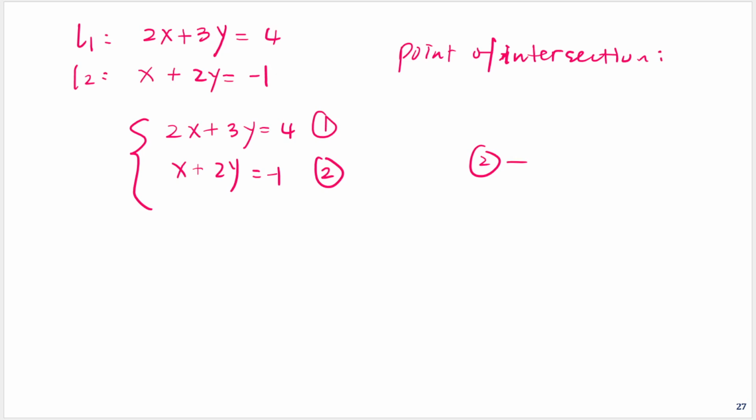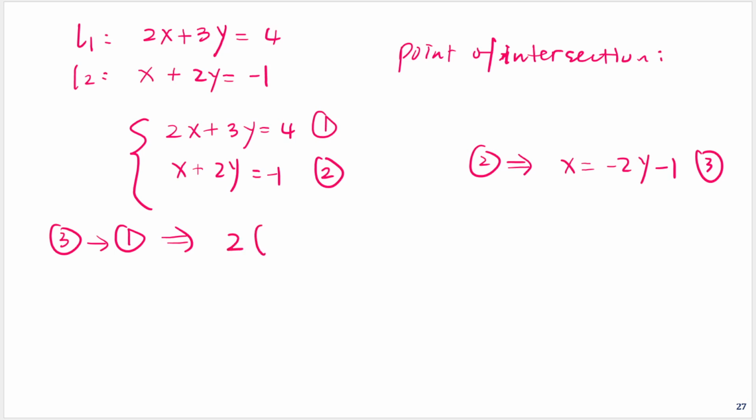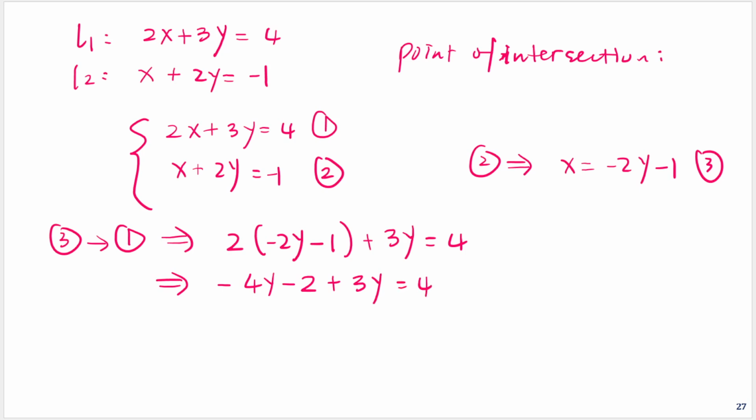So for example, from equation number 2, we can have x equals -2y minus 1. Let's call this number 3. Then we could put number 3 into equation number 1, right? This gives us 2 times (-2y minus 1), plus 3y equals 4. And this gives us -4y minus 2 plus 3y equals 4, right? And this simply means y equals -6.